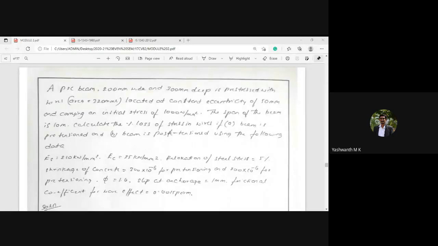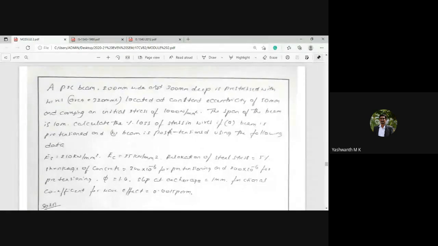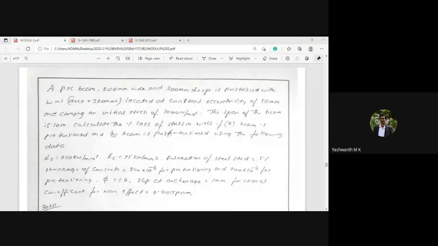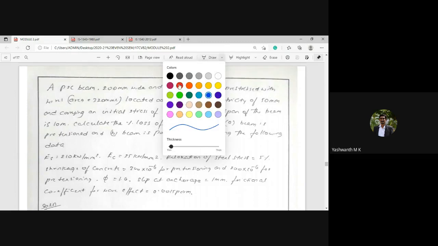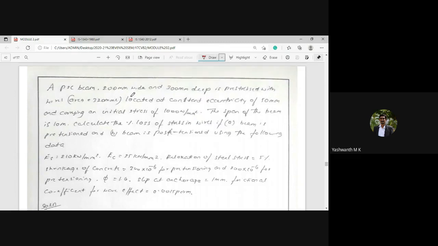So let me present the things. Fine. So let me go ahead with the problem. So this is the problem they have been given. So this is the first problem. I'm going to solve a very simple problem, and this is the problem which they have been given in the examination. So first let me go.